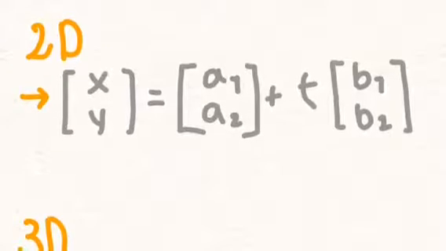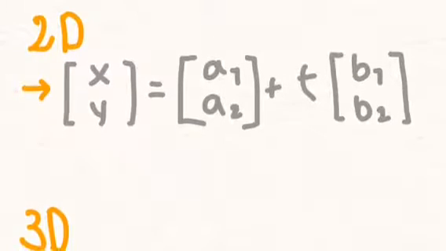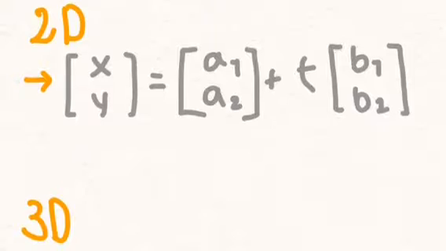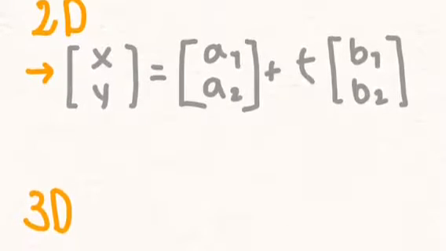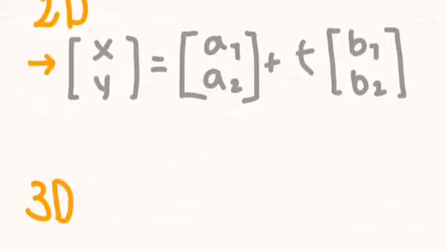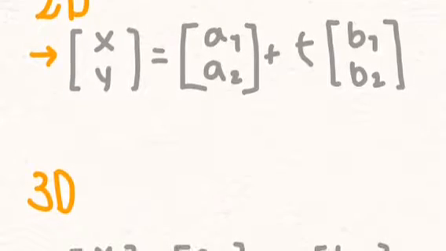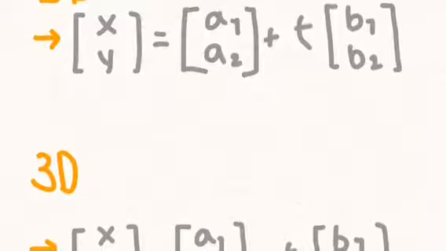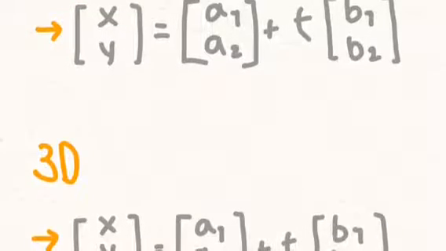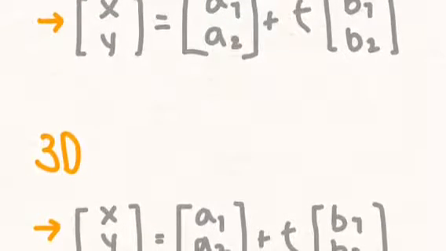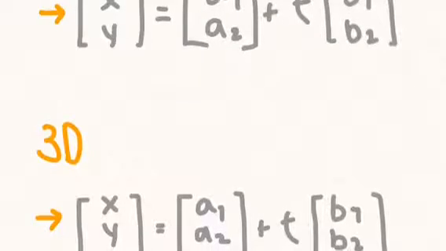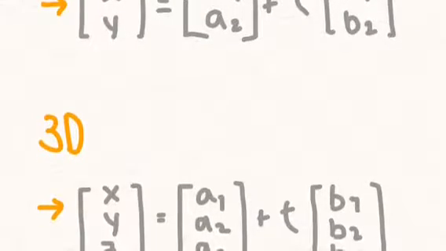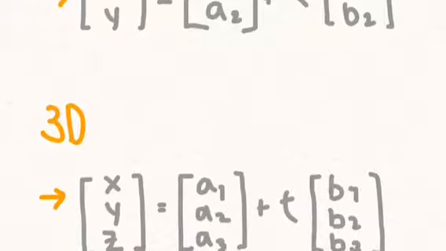Now we can see the equation of a line in 2 dimensions. In this case it will be (x, y) equals (a1, a2) plus t, which is the constant, times the parallel vector, which will be (b1, b2). And for 3 dimensions we can see the same, but with another a, another b, and with c.